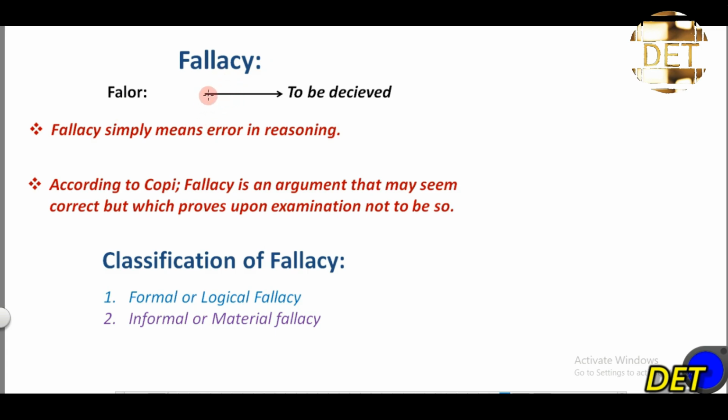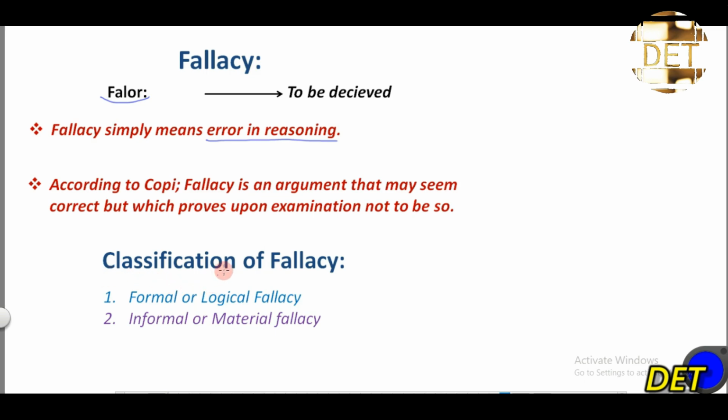In this video, we're looking at fallacy, right? So the word fallacy is derived from the Latin word fallo, and the word means to be deceived. Fallacy simply means error in reasoning. According to Copy, fallacy is an argument that may seem correct, but which proves upon examination not to be so, right?